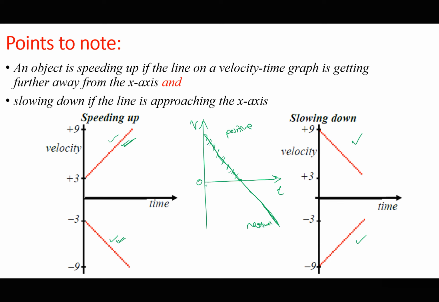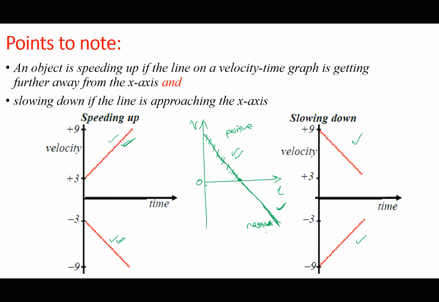So when the line turns towards the x-axis, the velocity is decreasing, but it can still be in the same direction. When the line moves away from the x-axis, the velocity is increasing. So here velocity is decreasing, but in the positive direction, and here the velocity is increasing because the line moves away from the x-axis. However, velocity is increasing in the negative direction.